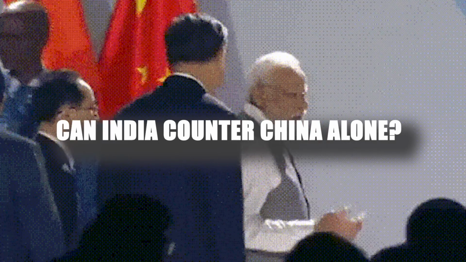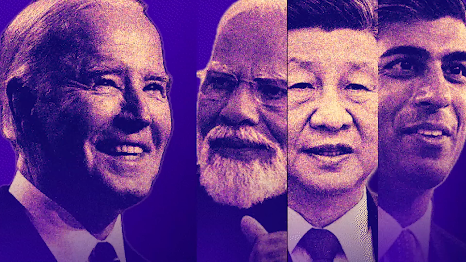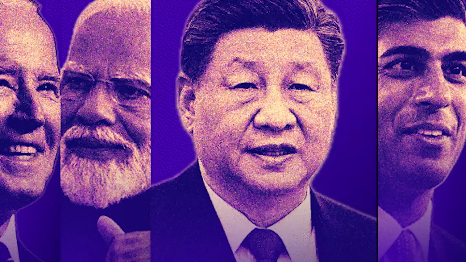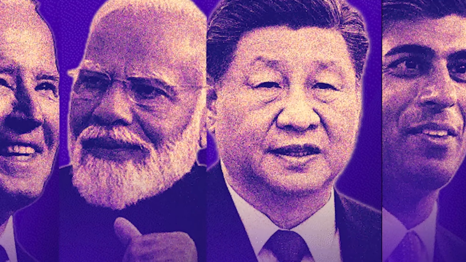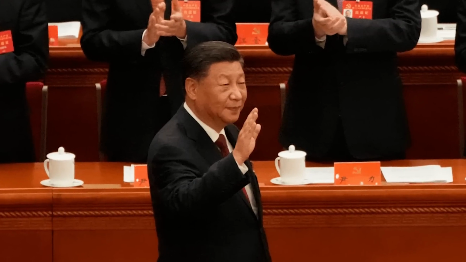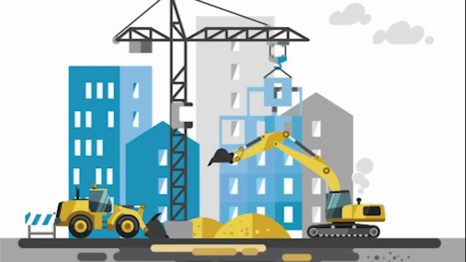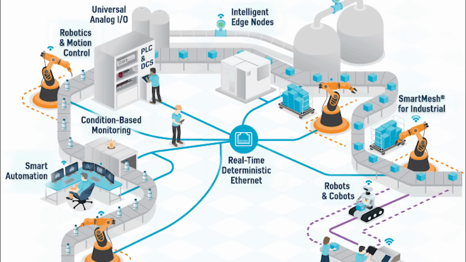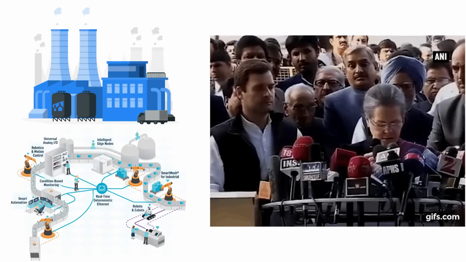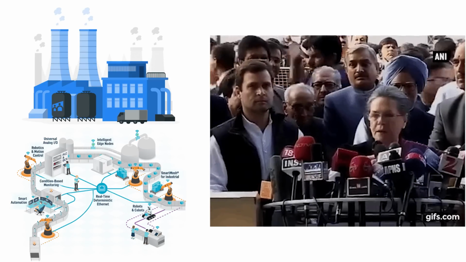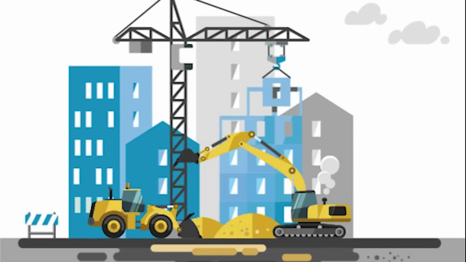Can India counter China alone? India cannot do it alone, it needs the help of the US and India's Western partners. The only way to counter China is by growing economically, and to do that, India needs a robust manufacturing infrastructure. This was ignored by previous governments in India, but thankfully, this is not the case now.